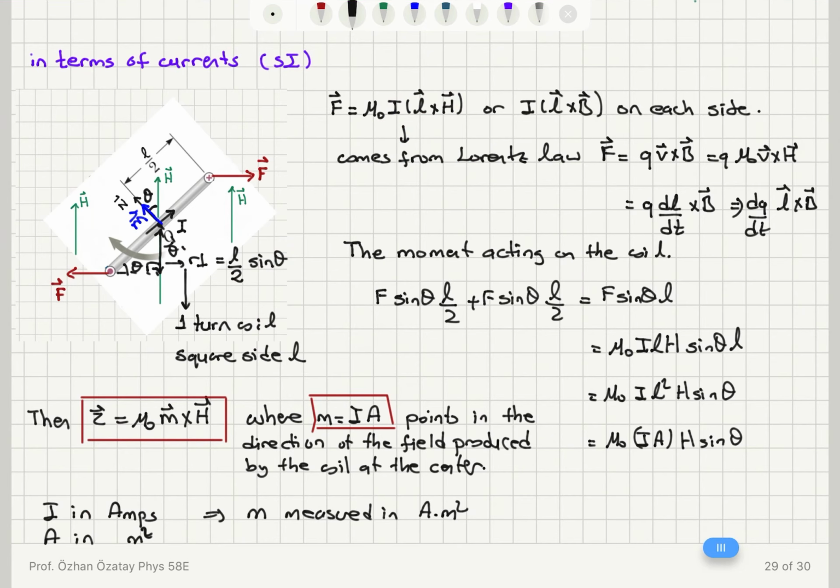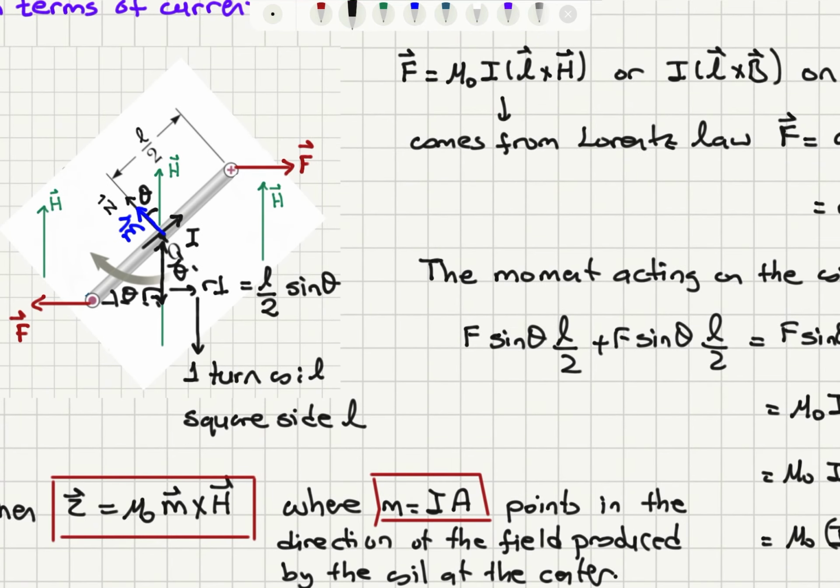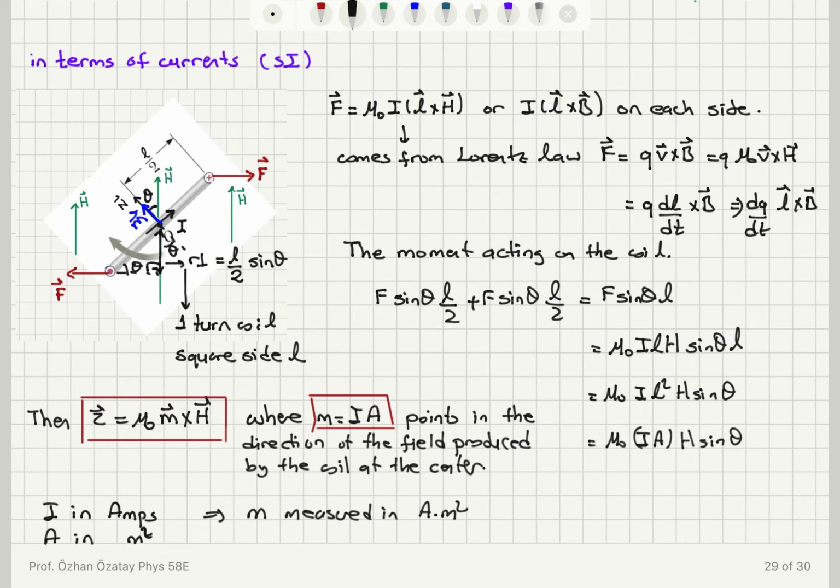Now, in terms of the current picture, if you have a one-turn square coil with one side L, a current carrying wire inside the magnetic field feels a force, mu 0 I L cross H in SI units, I L cross H in CGS units if you wish, and I L cross B, we can also say in SI units, and that comes from the Lorentz force. It's the same thing as Q V cross B. It's just applied to this problem. We have I L cross B.